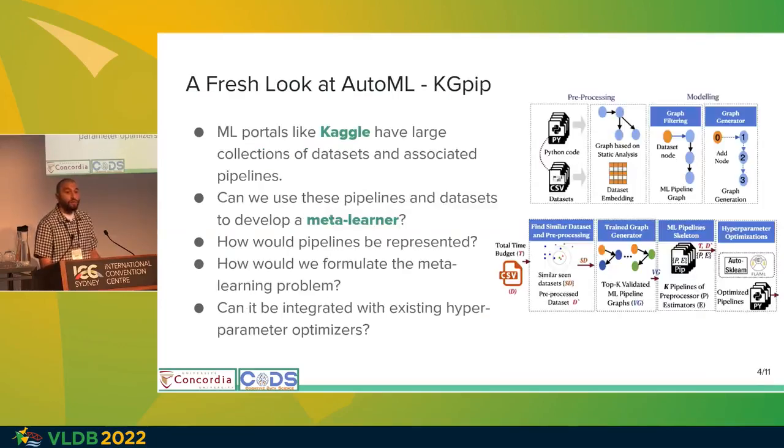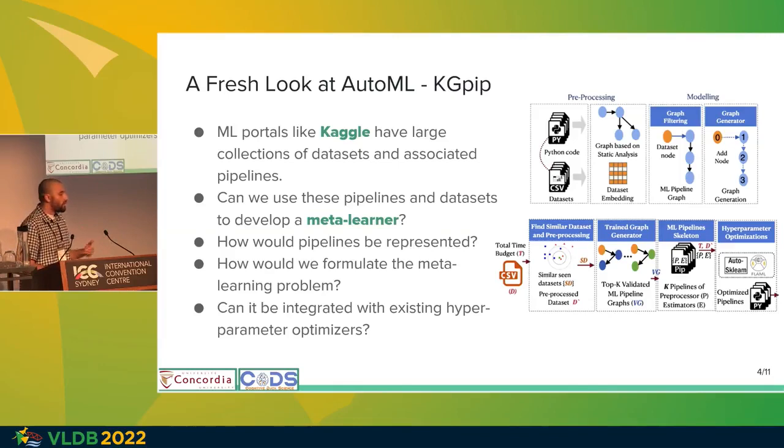Now, let's have a fresh look at AutoML. This is our work. We named our system KGPIP. Let's explore data science platforms like Kaggle. You have lots of data sets of different kinds of features, domains, and properties. For each of these data sets, you will find the associated machine learning pipelines, usually written by experts in these domains. Can we use these combinations of data sets and pipelines in order to develop a meta-learning component?